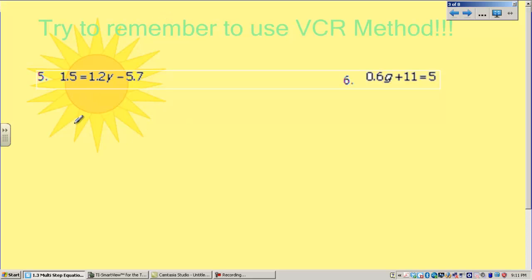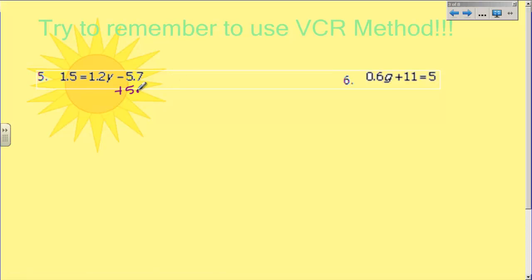So let's start with number 5. I want to get this y by itself. And the only way I'm going to do that is to start getting rid of things. You always start by getting rid of what is being added or subtracted, and you do the opposite. Well, I have minus 5.7, so I'm going to add 5.7.